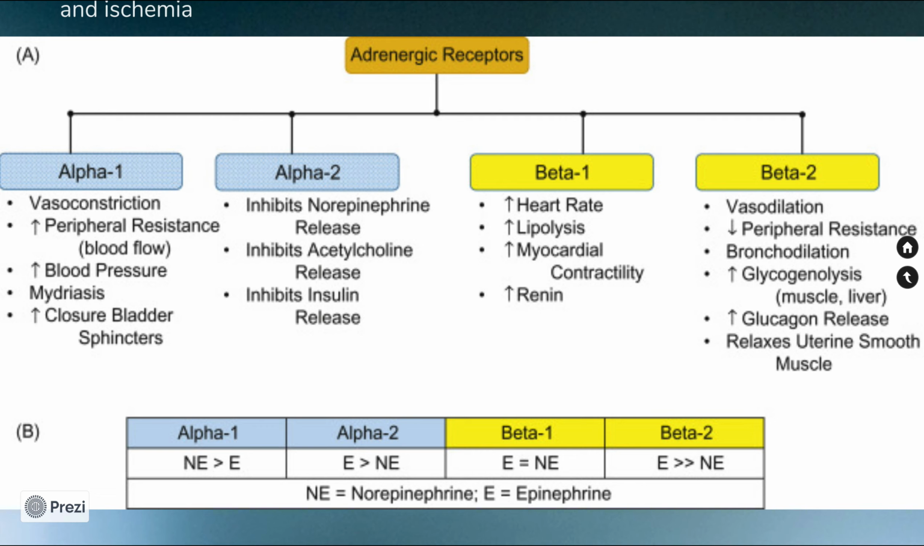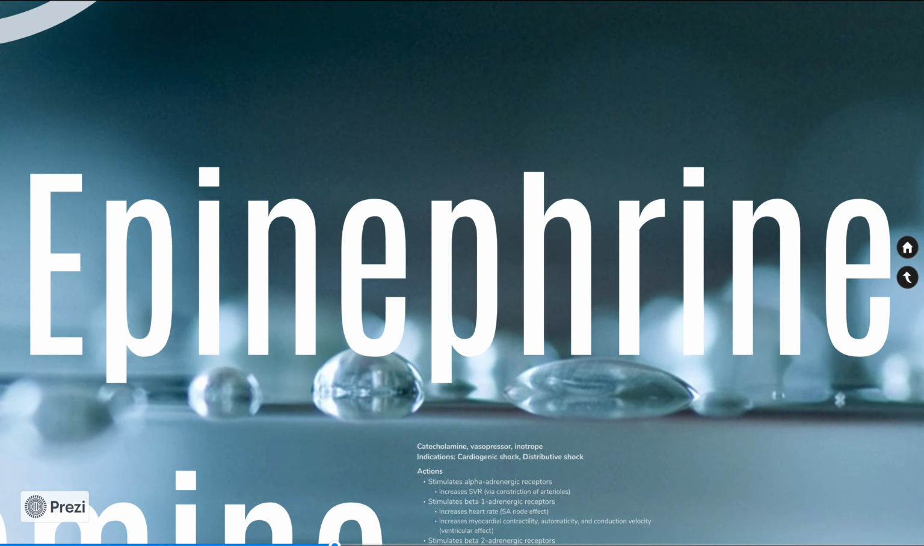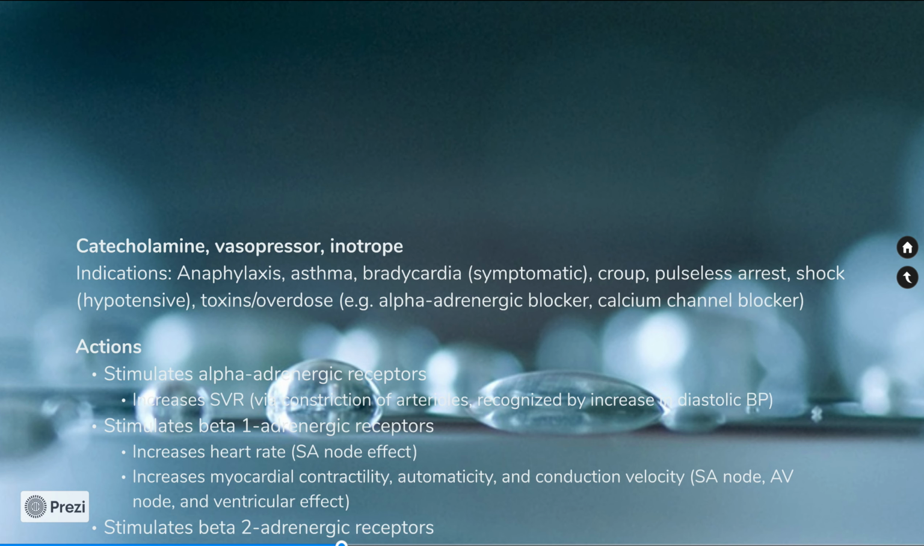Alright, so moving on. You may revisit this slide in your own time or browse the material provided to supplement this lecture. So moving on to epinephrine. Like dopamine, epinephrine is a catecholamine, a vasopressor, and an inotrope. It is indicated for anaphylaxis. EpiPens are the mainstay for children with severe allergies.